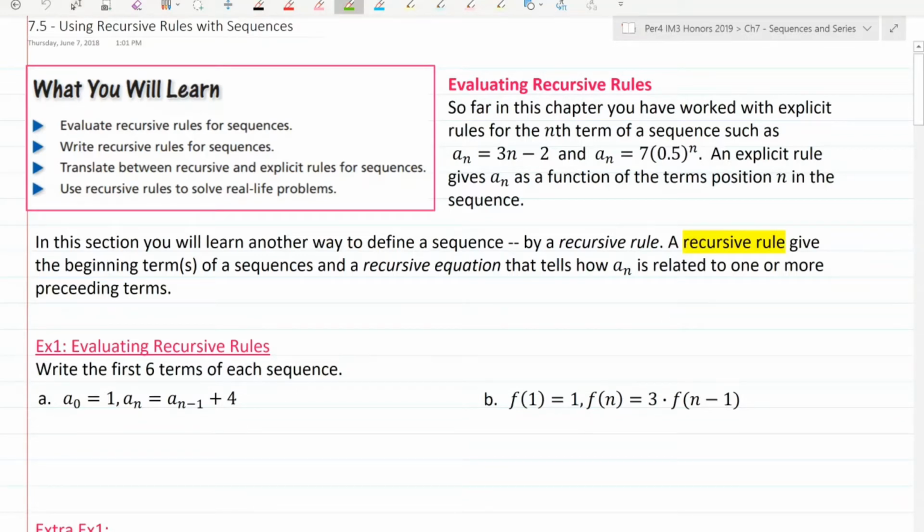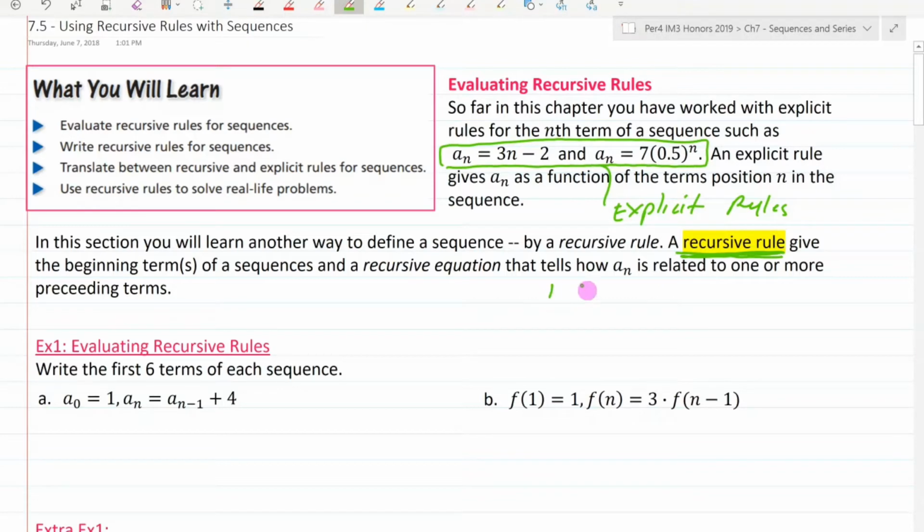So there's a different way of writing it. Instead of using these, which are called explicit formulas, explicit rules, I guess, we're going to be writing recursive rules. The difference with recursive rules is that you must include what the first term is. You can't just say, I'm going to add 5 over and over again. We're going to add 5 to what? So you have to include whatever the first term is.